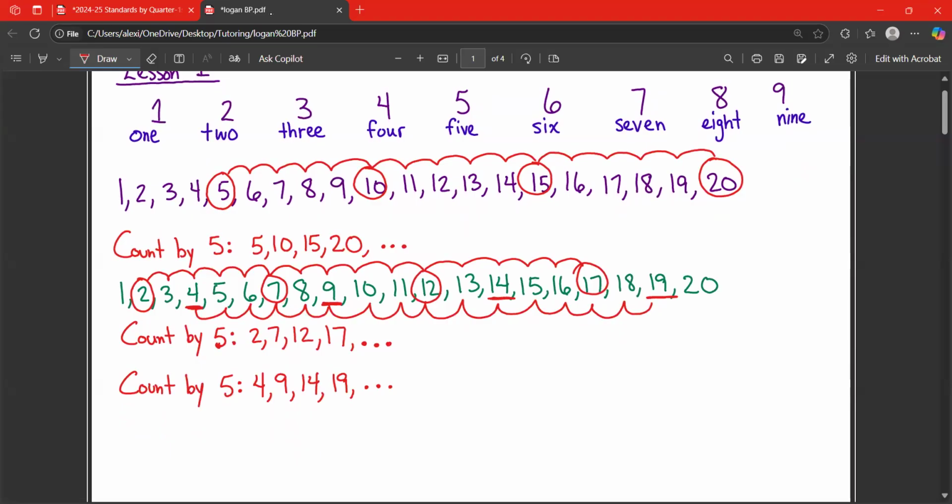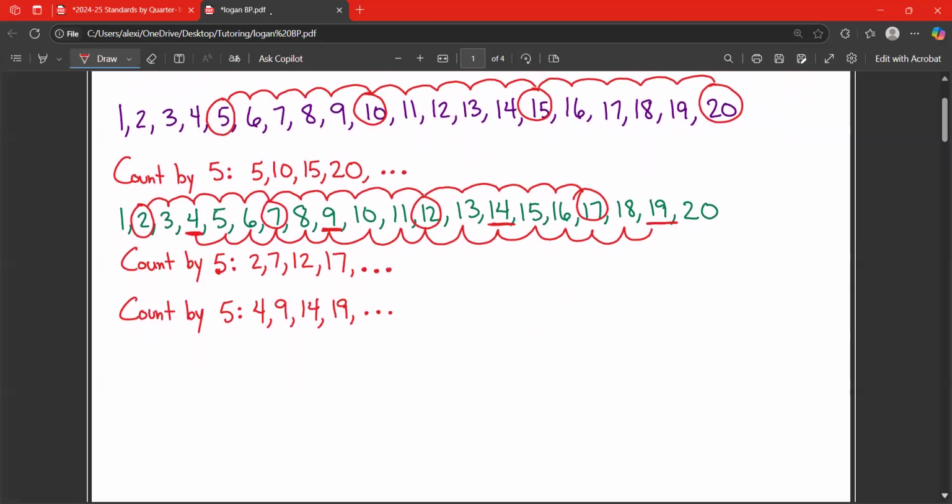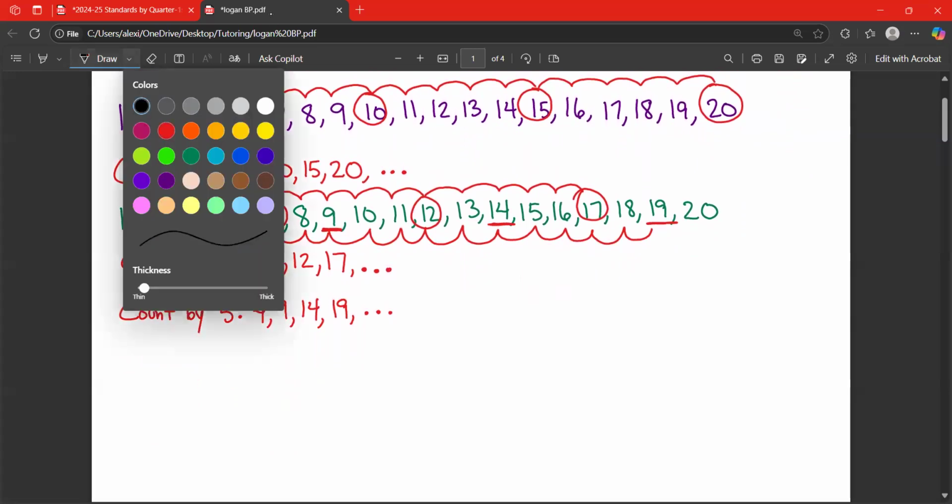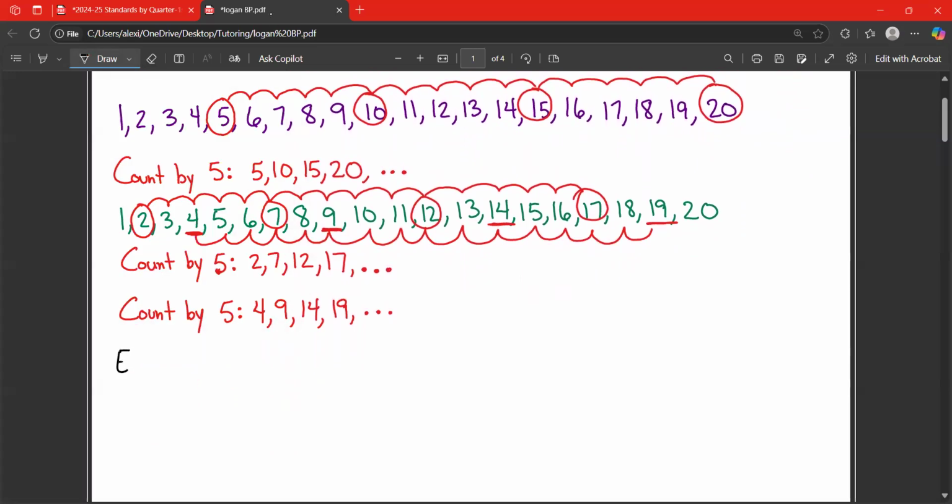What if we didn't write our numbers out, but instead we just did it off the top of our head? So let's try this. So we'll write example 1, and then underneath it, we'll write our instructions. Count by 5. And then underneath it, I'm going to pick a starting number. My starting number is going to be 3. So now I've got to figure out what comes after 3 if I'm counting by fives.